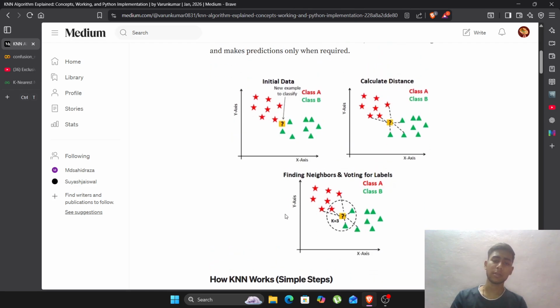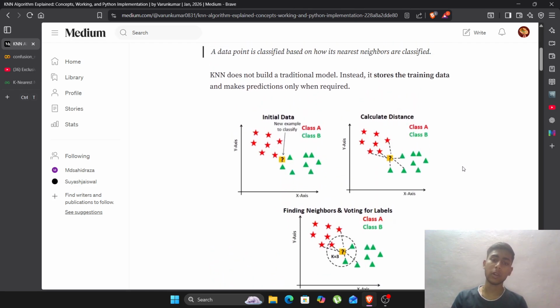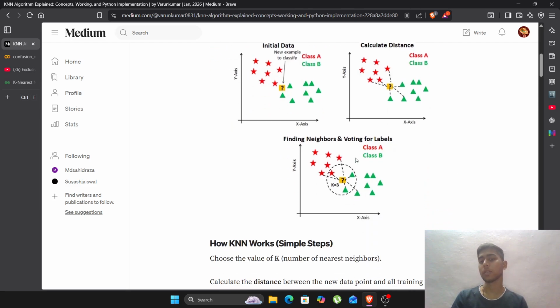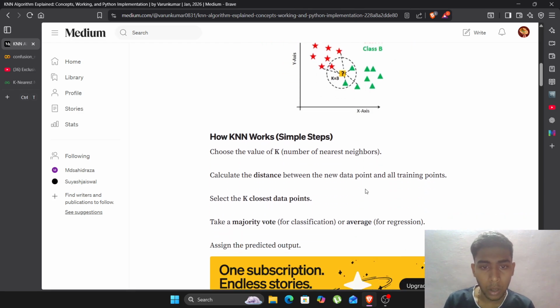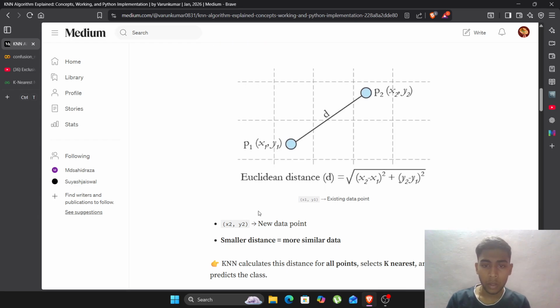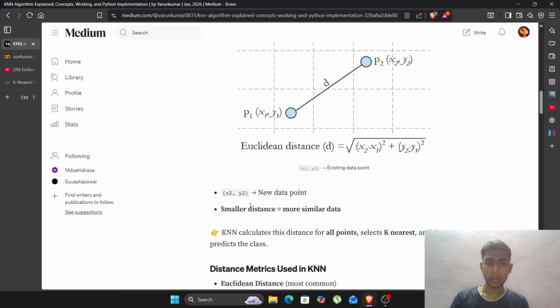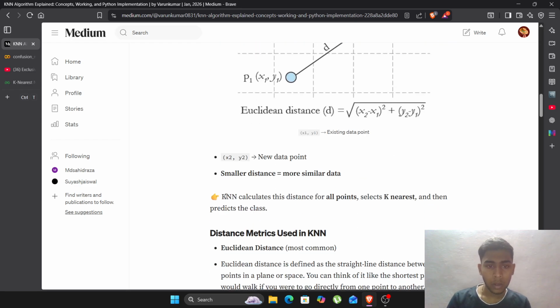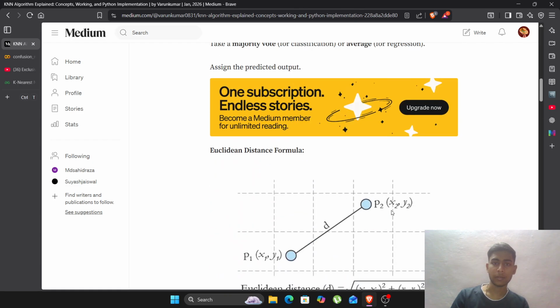And this is the diagram explaining this. First, we take the initial data, calculate distance, find the neighbors, and vote for labels. How KNN works: choose the value of k and calculate the distance between the new data point and all training points. Select the k closest data points, take a majority vote or average, and assign the predicted output. And this is the distance formula. It extends to new data points, from smaller distance to more distant data. KNN calculates the distance for all points, selects the k nearest, and then predicts the class.